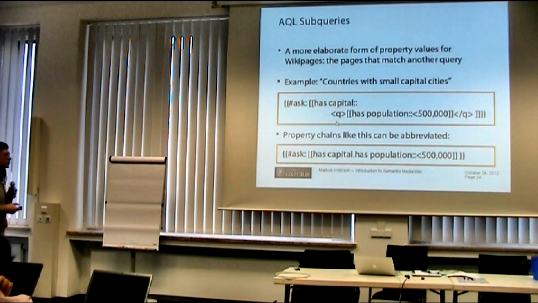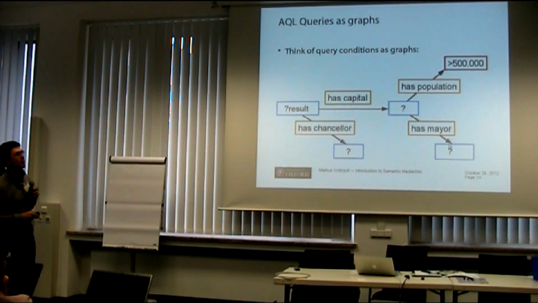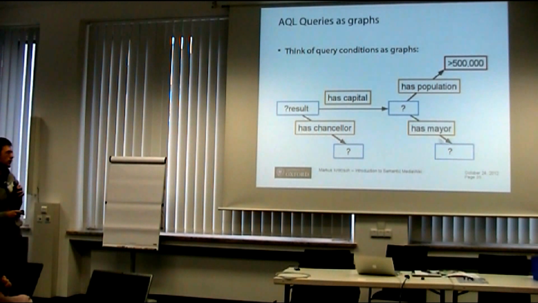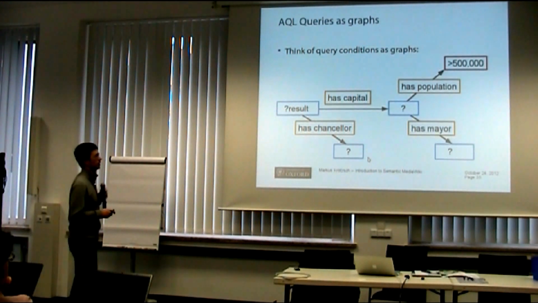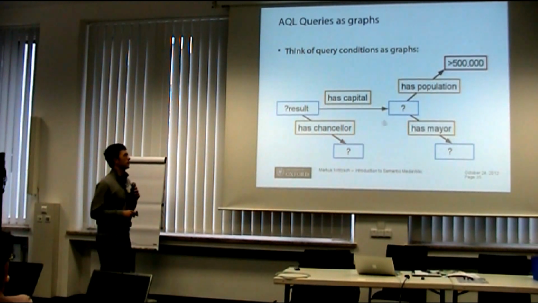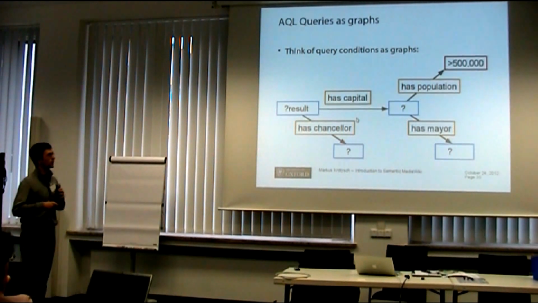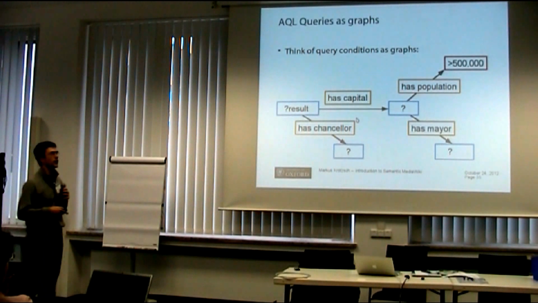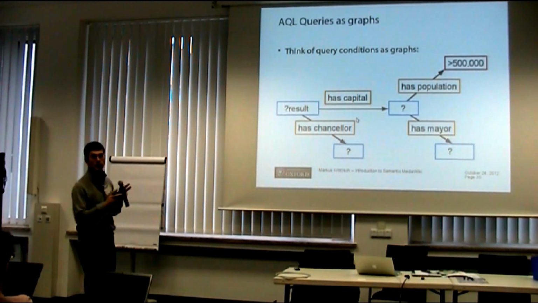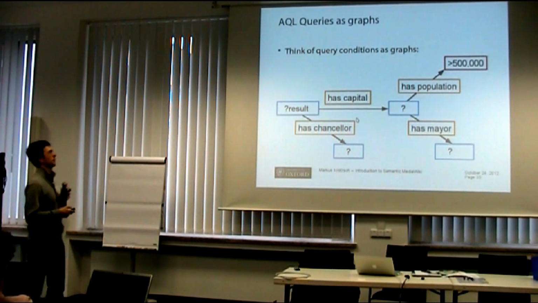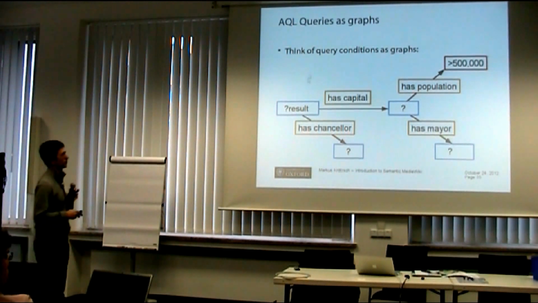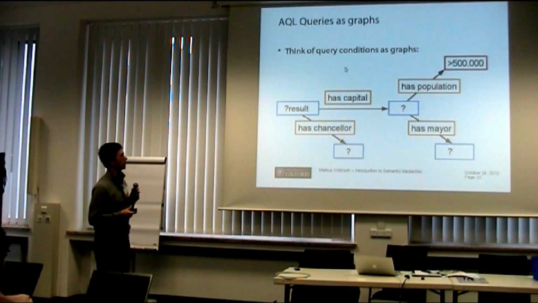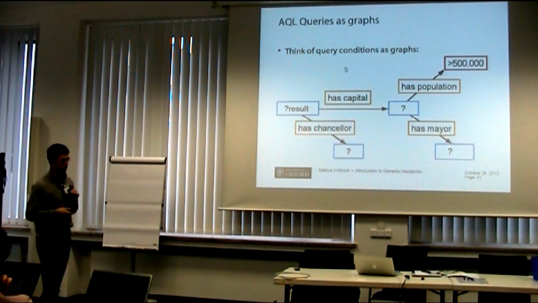I think this is even not of at least 500,000 and has some mayor, which is irrelevant, but it should have one. And the result itself should have a chancellor. So this is a possible way to imagine what a query actually does. It gives you such a pattern and it tries to find things that match this pattern. If you have category information, it would have to be presented a bit differently here maybe, but you can work it out. It's quite a good intuition, I think.